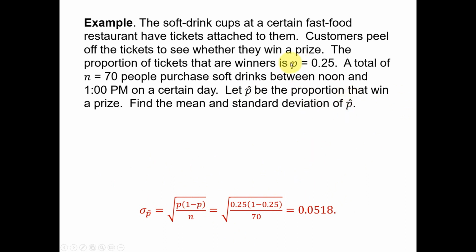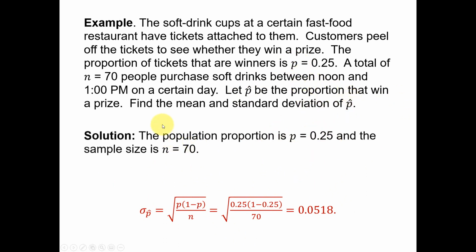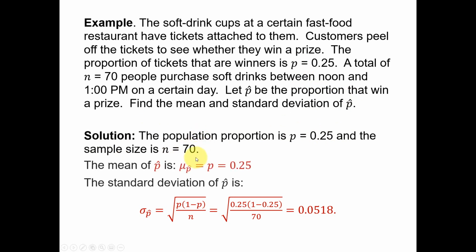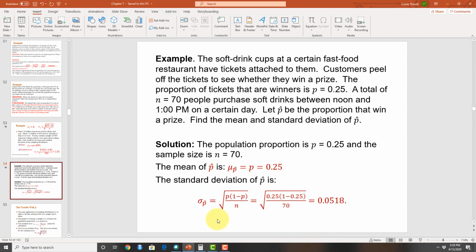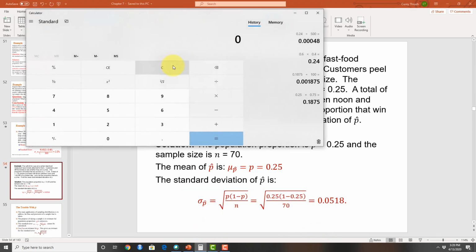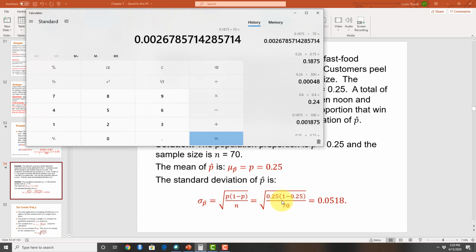So our mean is going to be P, which is 0.25, and our sample size is 70. And our standard deviation of this, plug it in. I'm going to put it in the calculator just for those that may not see all the steps right away. 0.25 times 0.75, and we did that earlier, it should be 0.1875, and divided by 70. So this entire thing equals 0.00267. Now we need to square root that, and we get this number, so we're good.